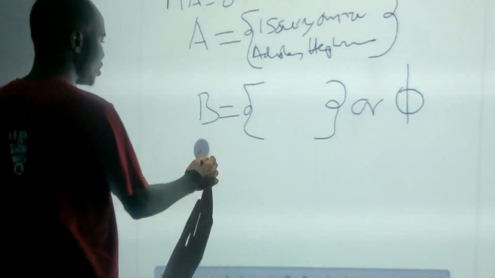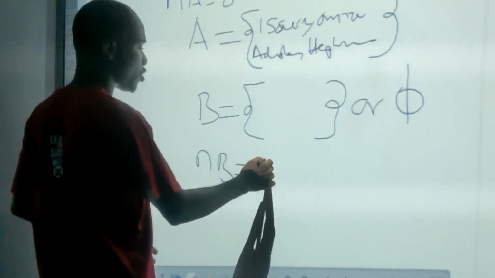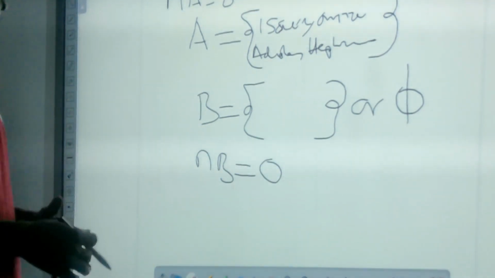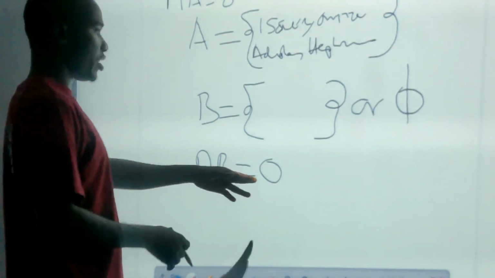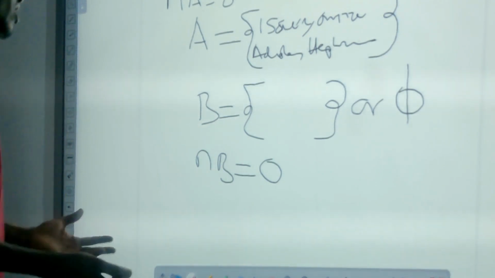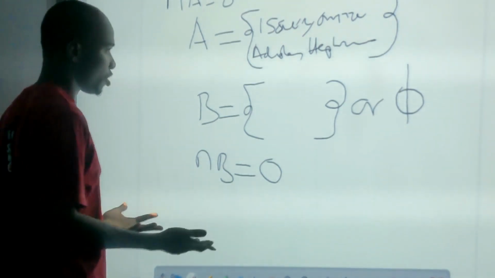Now the cardinality of B is equal to 0, since B does not have any element in it. It doesn't have any element. So that explains the general idea of set theory.